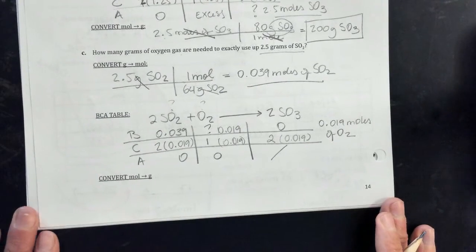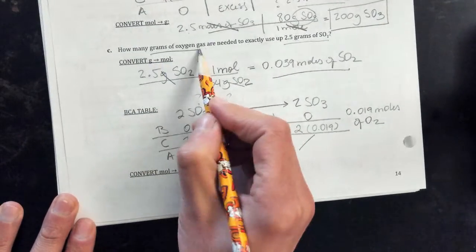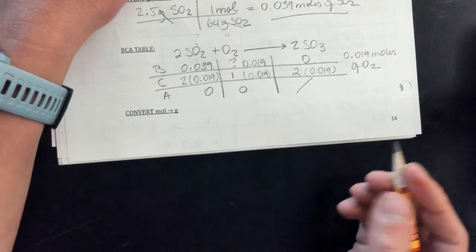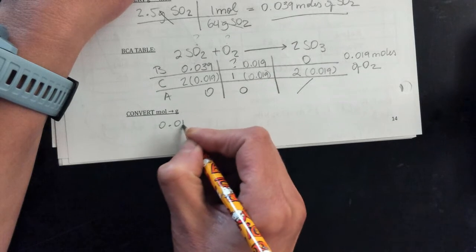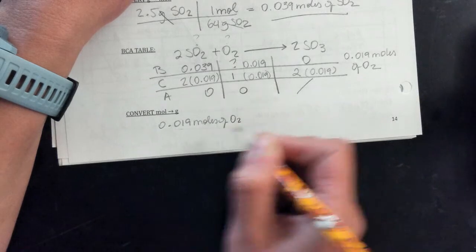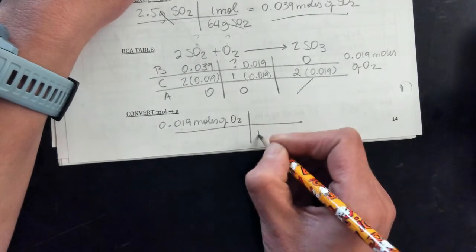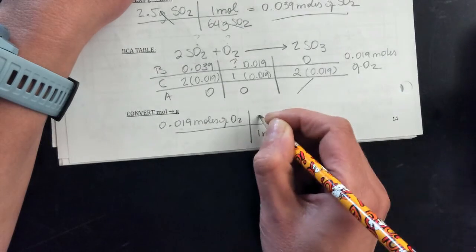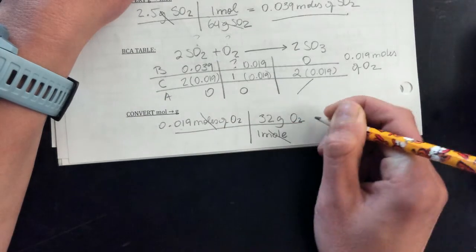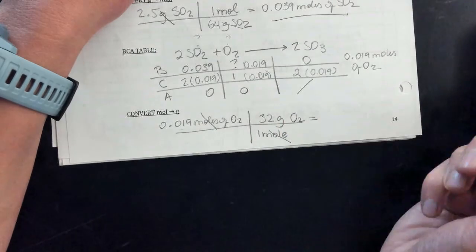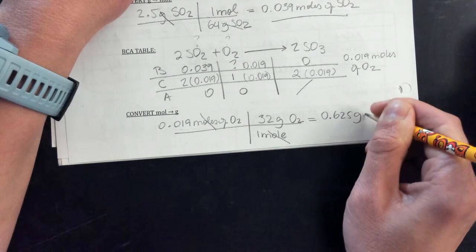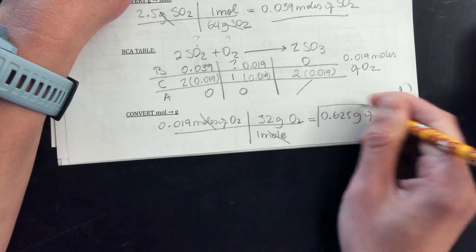However, that's not what the problem asks. The problem asks for grams. So as you might be able to guess, we need to go from moles to grams. 0.019 moles of O2, 1 mole of oxygen equals 32 grams of oxygen. Moles cancel with moles. 0.019 times 32 equals 0.625 grams of O2. And that is the end of your problem.